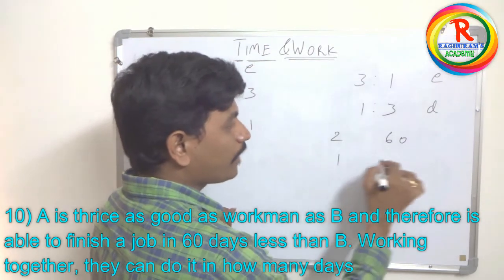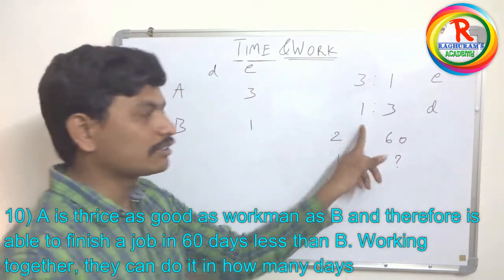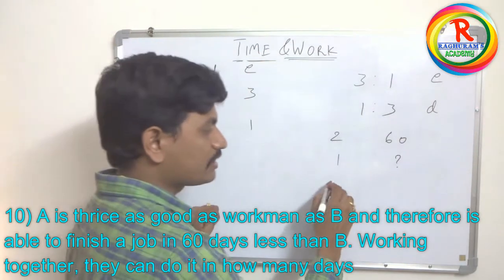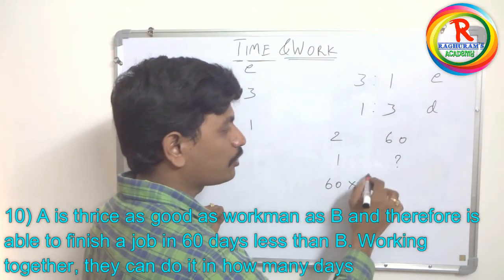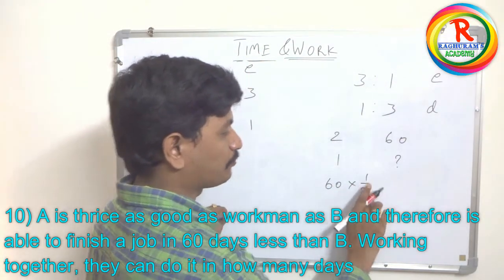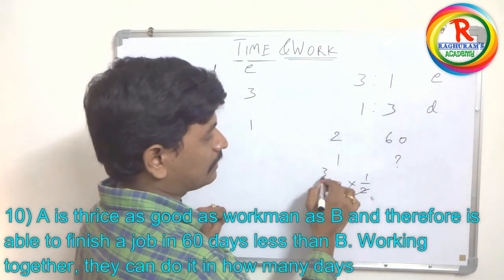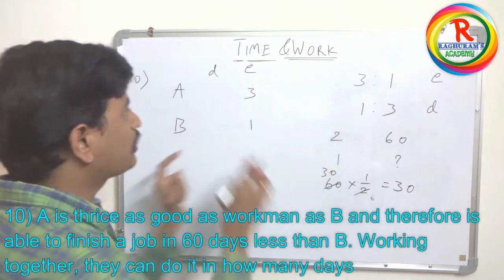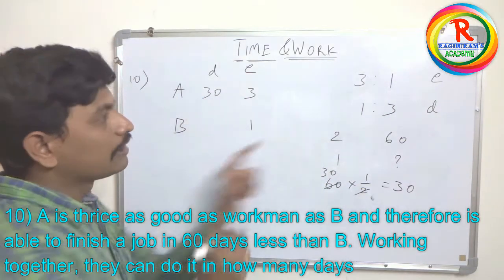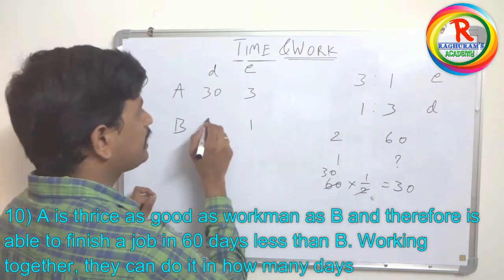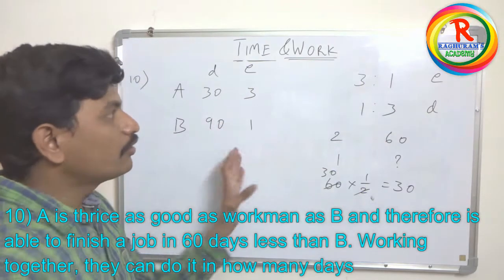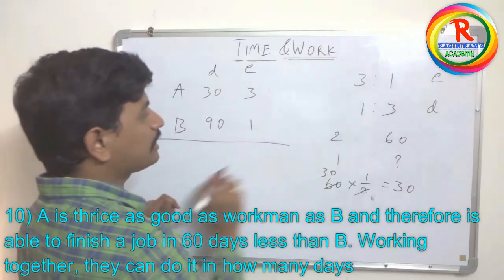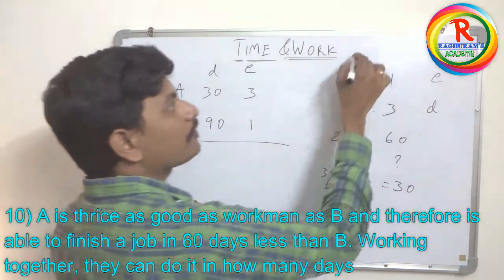Now we need to find what one part is. What is given? 60 into the reciprocal 1 by 2. So 2 30s. 30 days. A's work takes 30 days, and B's takes 3 3s, 90 days.